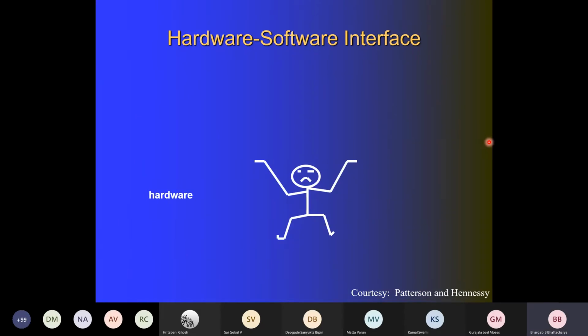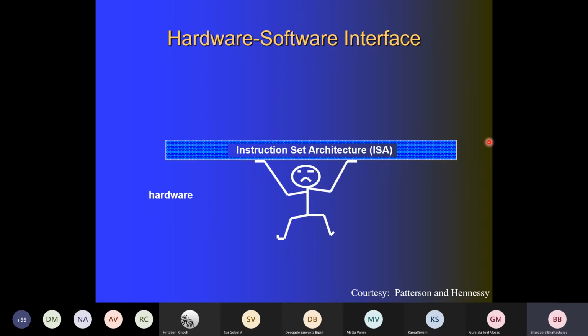This gentleman represents the strong. He has to be very strong because he represents the entire hardware structure. On this hardware structure, it supports the platform which is called the instruction set architecture. So what is instruction set architecture? It's the collection of the assembly language instruction set supported by the hardware which you have already designed. And so this defines the hardware-software interface.